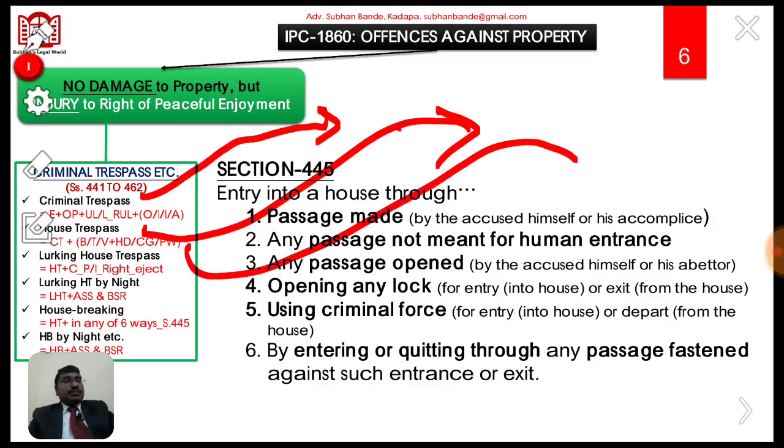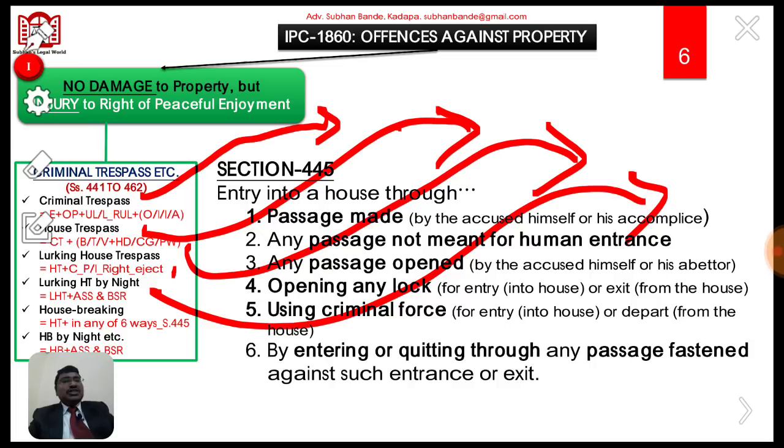In lurking house trespass, the accused takes some precautions to conceal his presence or identity from the person who has the right to eject him from his house. Here there is no damage. The accused didn't cause any damage to the property of the lawful possessor. In lurking house trespass by night, there is no damage to the property.